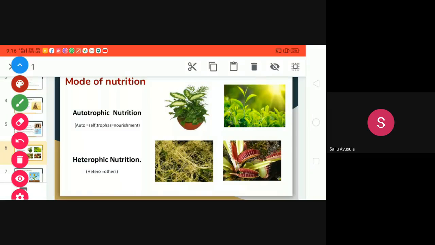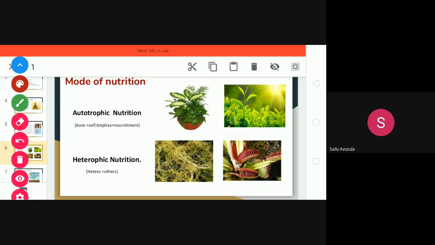Autotrophic nutrition is when organisms prepare food by their own. For example, green plants. Green leafy plants are examples of autotrophic nutrition.